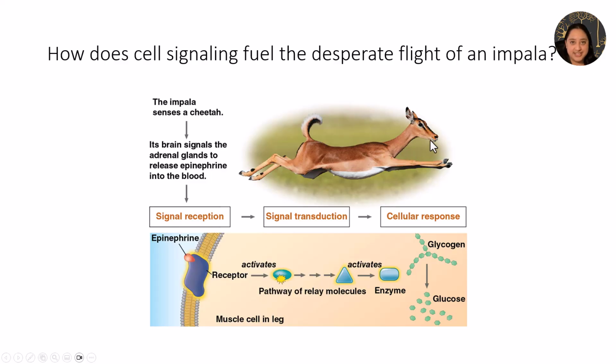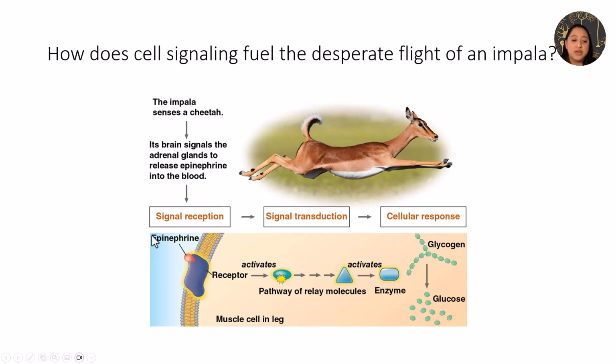So something has to happen for all of these responses to happen. The impala senses a cheetah. Maybe it hears it, maybe it sees it, but it senses a cheetah somehow. And so its brain then signals to the adrenal glands to release epinephrine in the blood. Epinephrine is a hormone that travels through the blood throughout the body and then can act on different kinds of cells to have different responses. And so that's context for the cell communication lecture that we're going to talk about today.